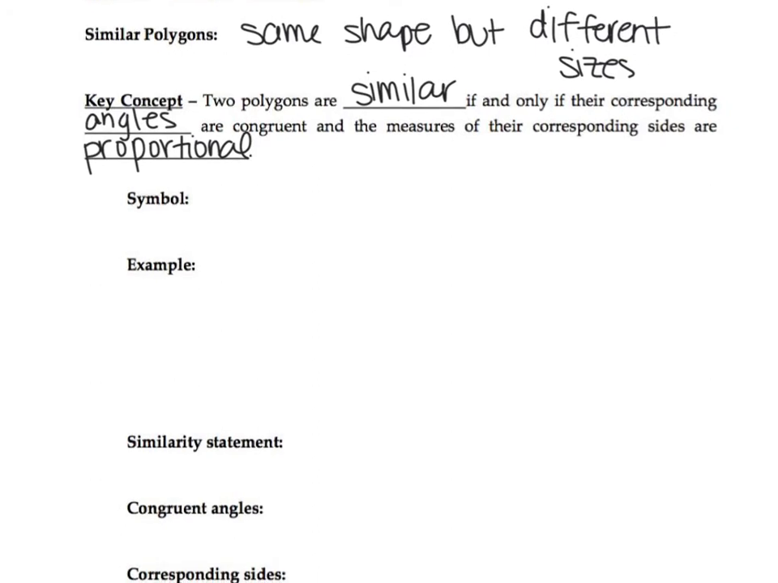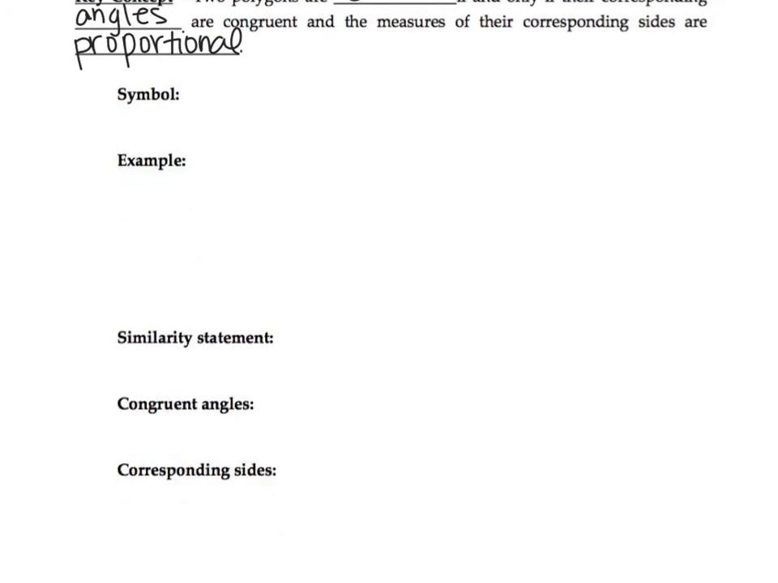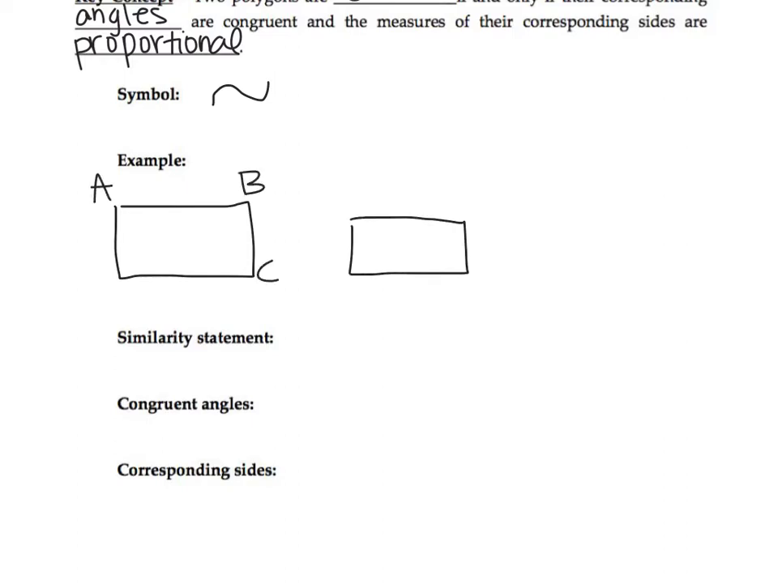So let's take a look at how we write a similarity and how we determine if two shapes are similar. The symbol we use for similarity is basically that part of the congruent symbol just without the equal. That little squiggle on top of the congruent symbol is the only part we use to write that two shapes are similar. If we're going to do an example, I'm going to, to the best of my ability, draw two rectangles, okay? We're going to label the rectangle on the left A, B, C, D, and we'll label the rectangle on the right E, F, G, H.